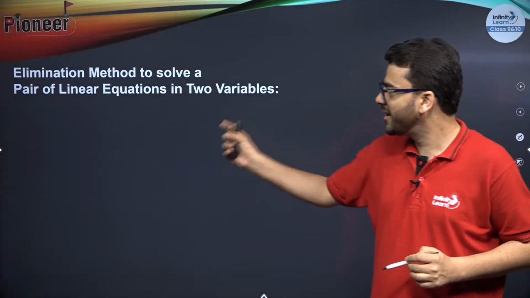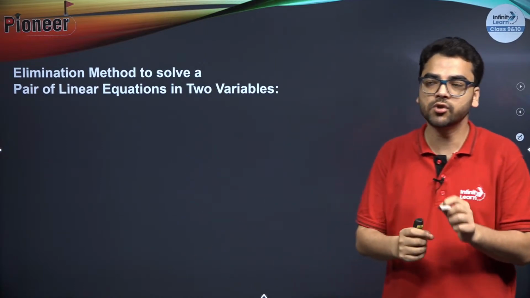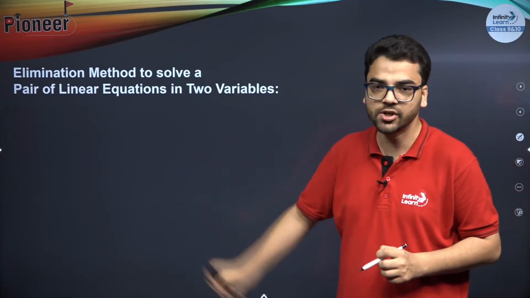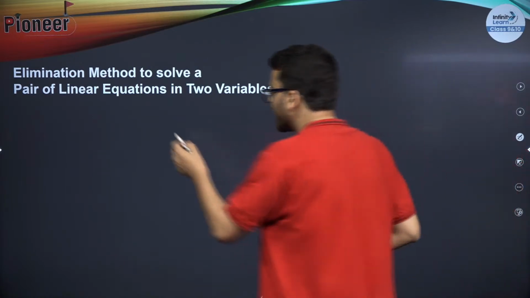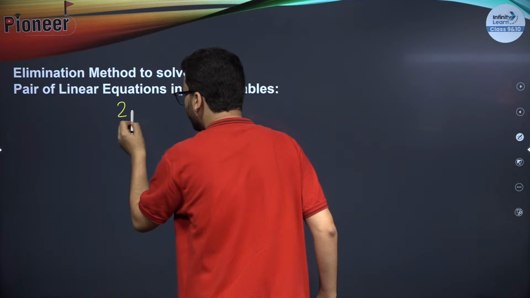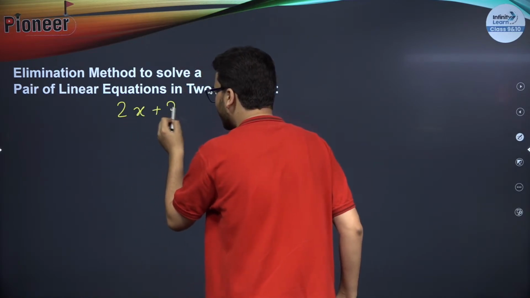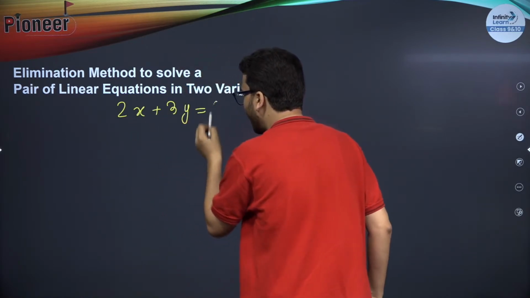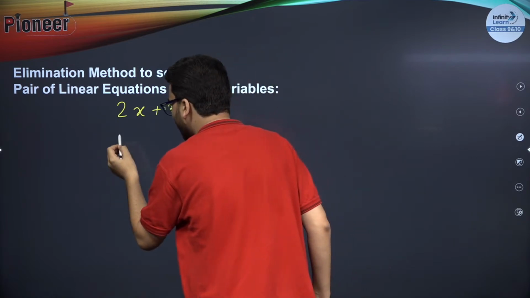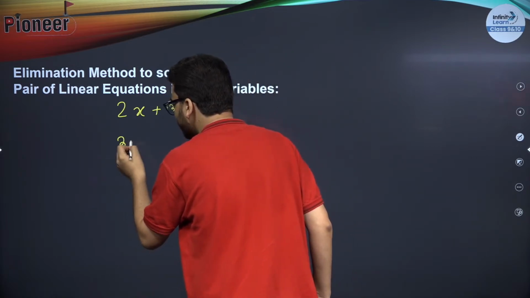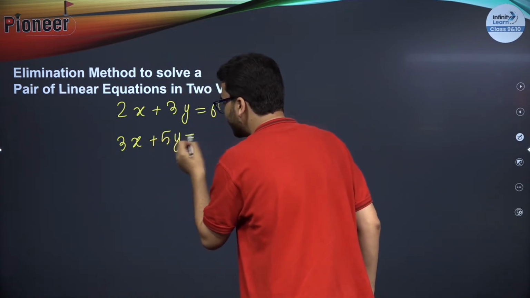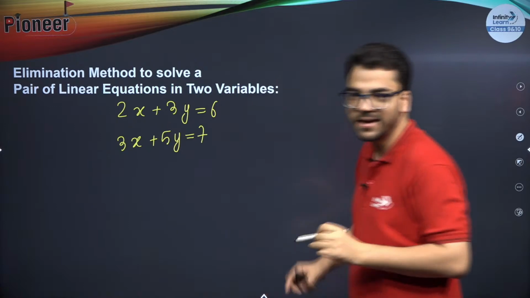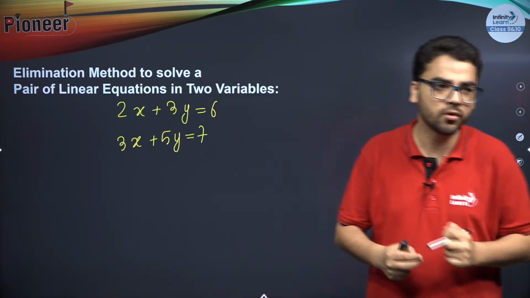So we are going to learn the elimination method to solve a pair of linear equations in two variables. Suppose I'm taking a simple example over here. Suppose I have got 2x plus 3y equal to 6, right? And suppose I've got 3x plus 5y equal to 7. This is a random example. I too don't know its answer.